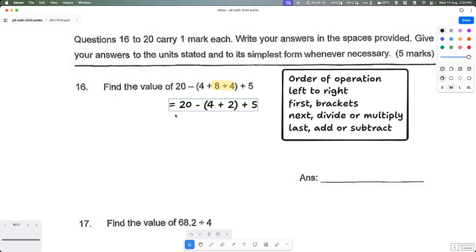So the next one, what do you think it is? If you said it is the 4 plus 2, then you're right, the brackets. So it will be 20 minus 6 plus 5. From here you can roughly go through. 20 minus 6 is 14, plus 5 will be 19. So the answer to this is 19. Alrighty, let's move on to the next question.